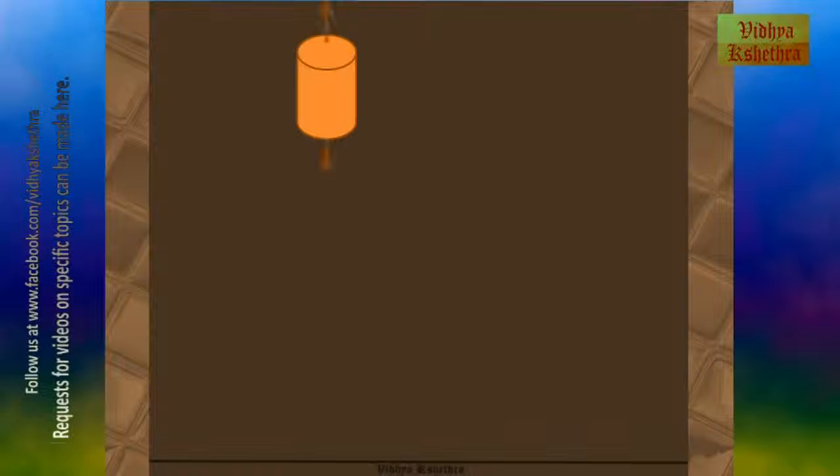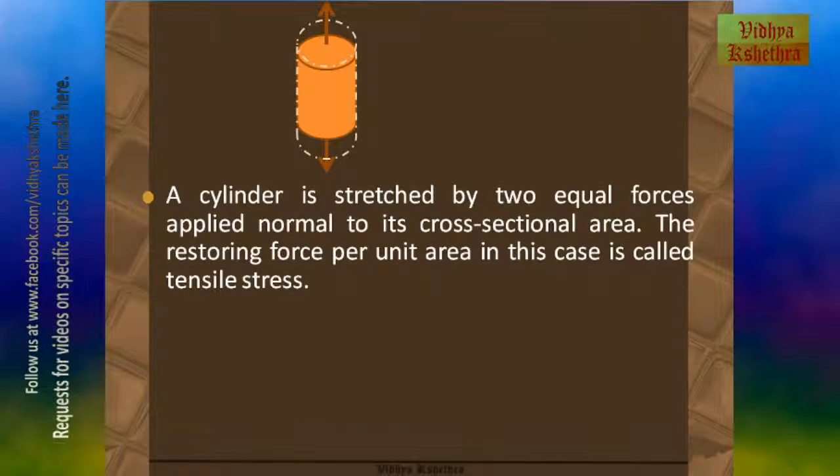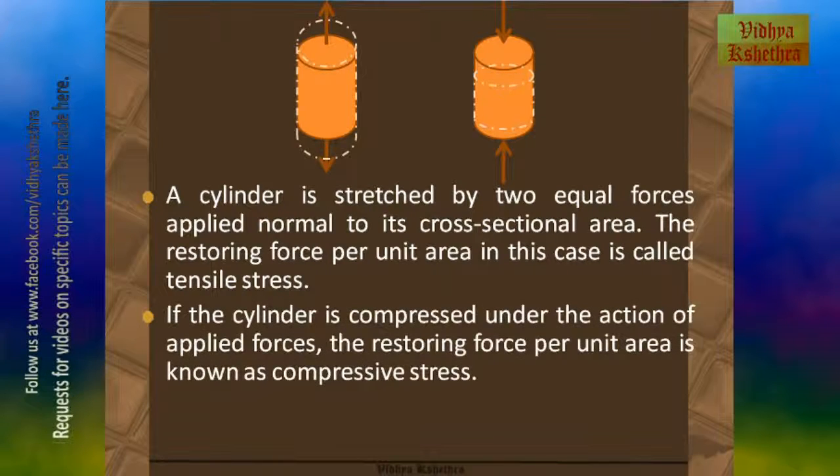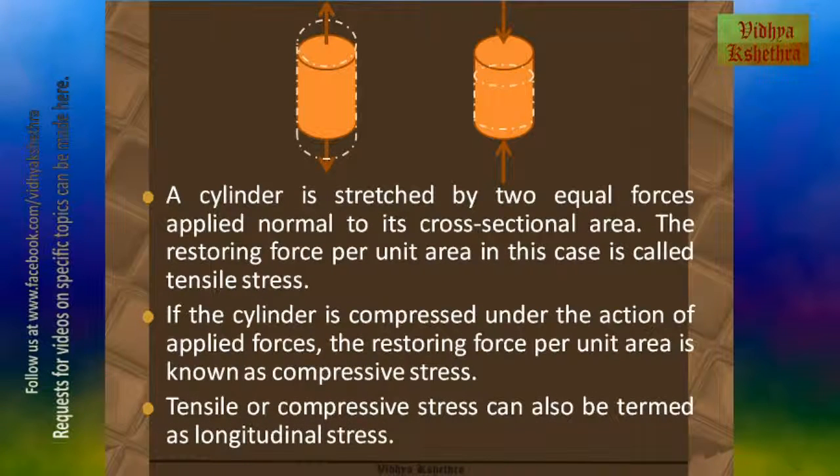Now we shall see different types of stress. A cylinder is stressed by two equal forces applied normal to its cross-sectional area. The restoring force per unit area in this case is called the tensile stress. The same cylinder, when it is compressed under the action of applied force, the restoring force per unit area is known as compressive stress. The tensile stress and compressive stress can also be termed as longitudinal stress.